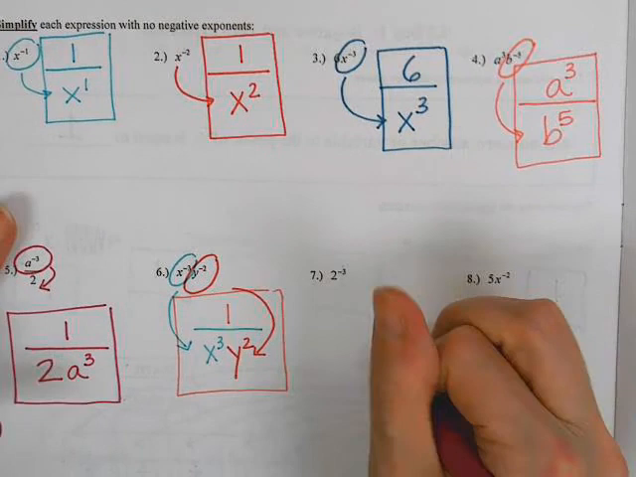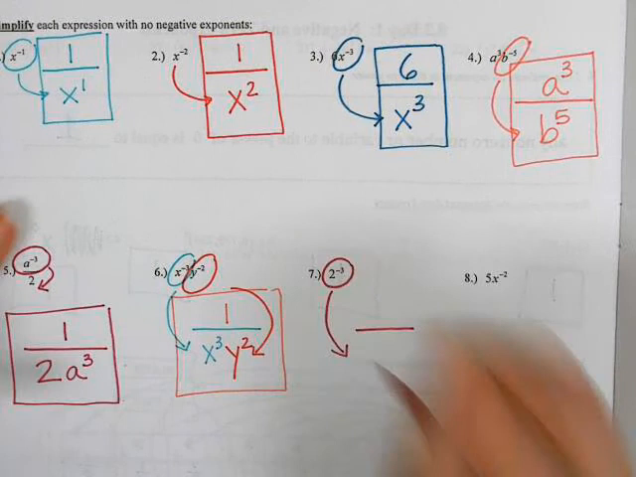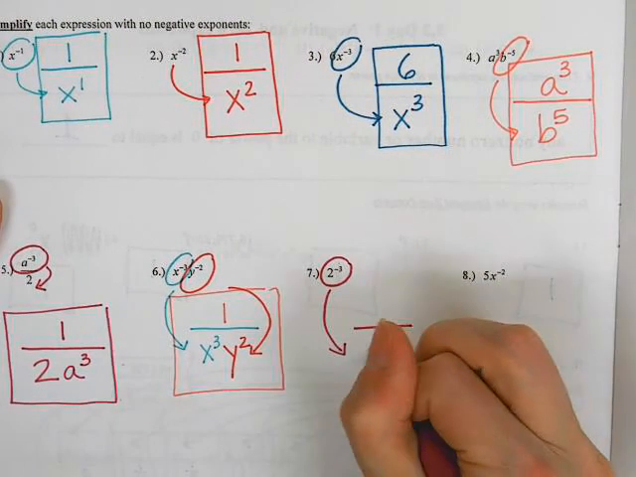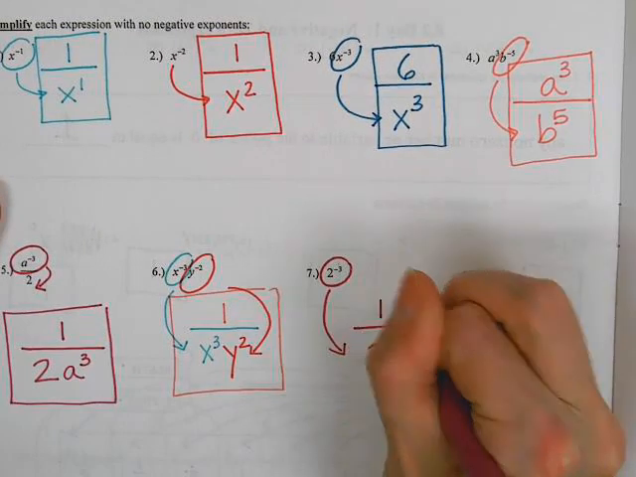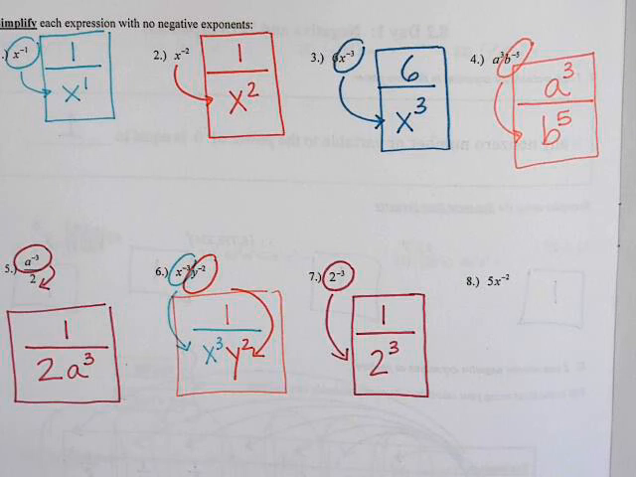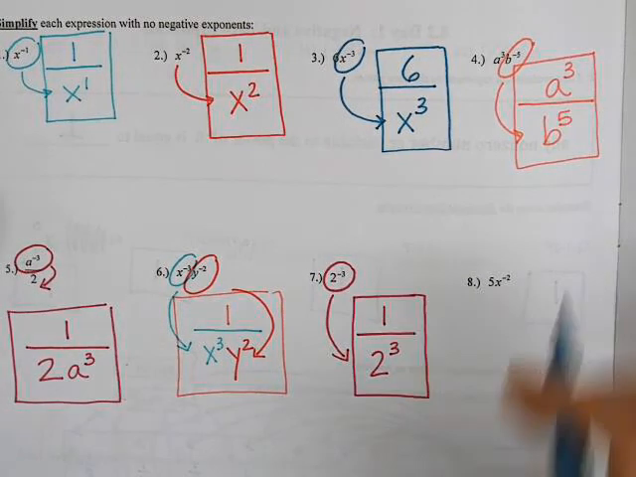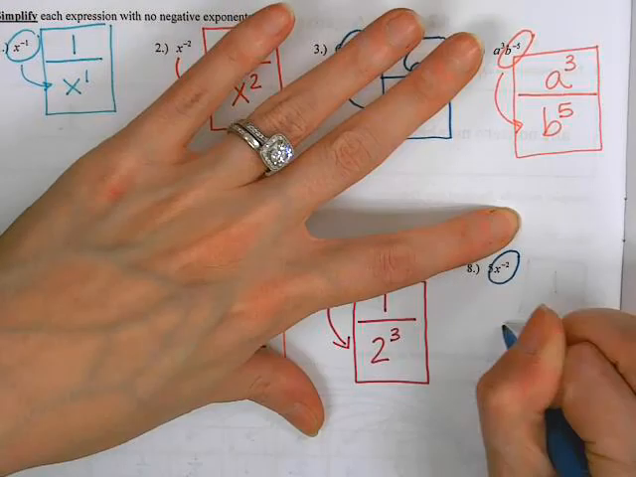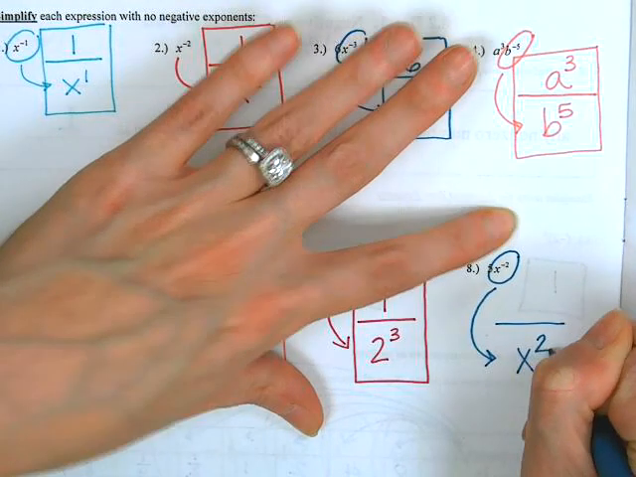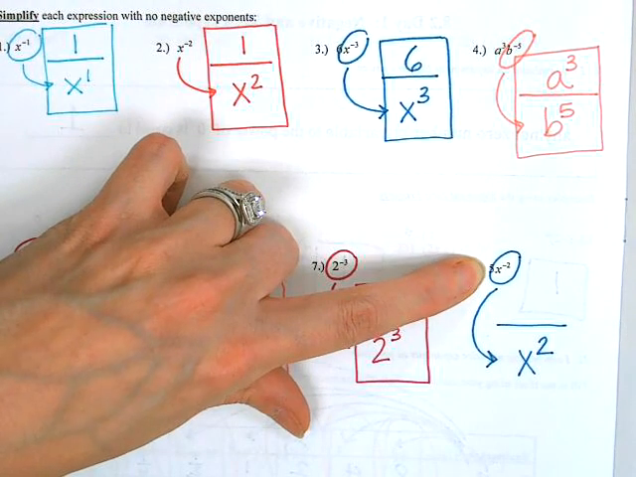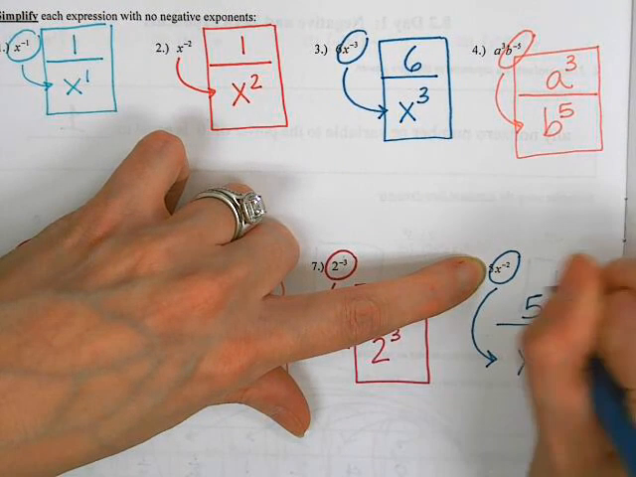Number 7, if your exponent's negative, drop it like it's hot. The base and the power have to go together, and then it becomes positive. Since you dropped it, there's a 1 on top. Last one, number 8. If your exponent's negative, drop it like it's hot. We have to drop the base and the power, so it becomes x to the positive 2. Now this 5 is not part of that negative exponent, so it's going to stay on top.